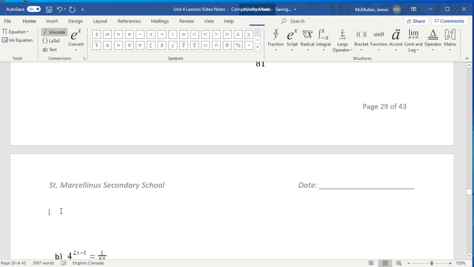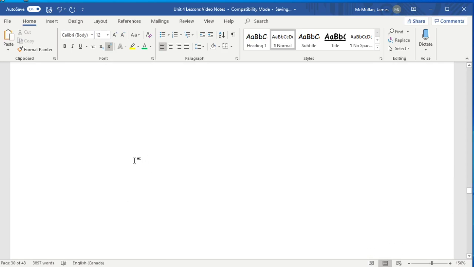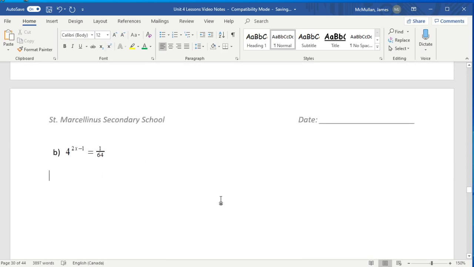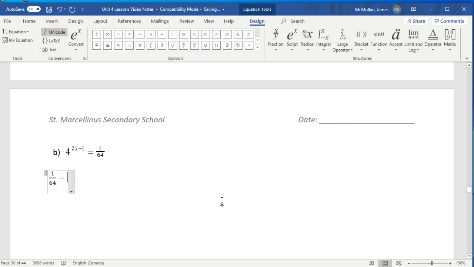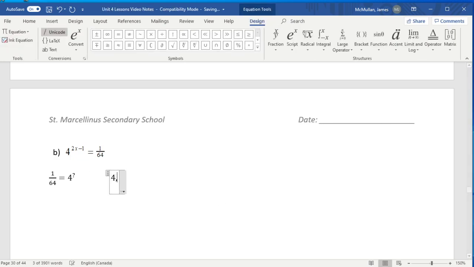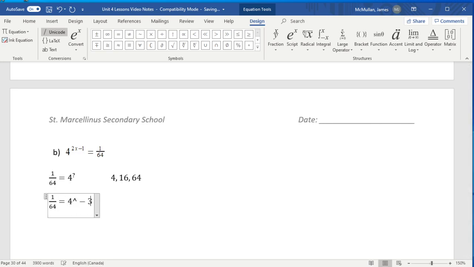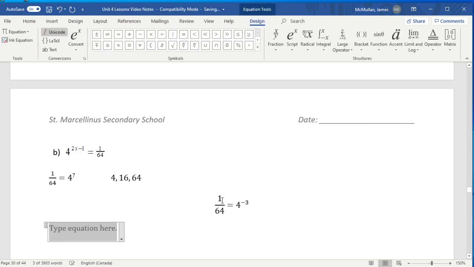Let's try another one. This one says 4 to the power of 2x minus 1 is 1 over 64. It would be nice if we could think of some way to write 1 over 64 as 4 to the something. What is that something? Let's think about powers of 4. You have 4, 16, 64. So that's 4 to the power of 3, and so 1 over 64 is 4 to the power of negative 3. Now our question becomes pretty easy: 4 to the 2x minus 1 equals 4 to the negative 3.